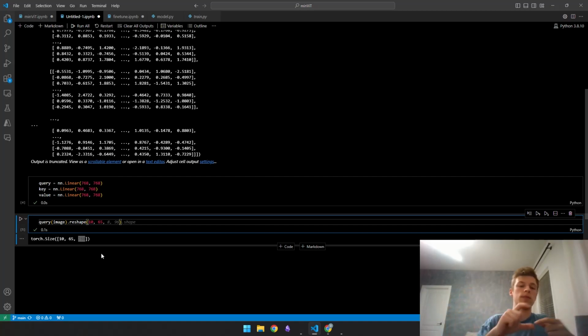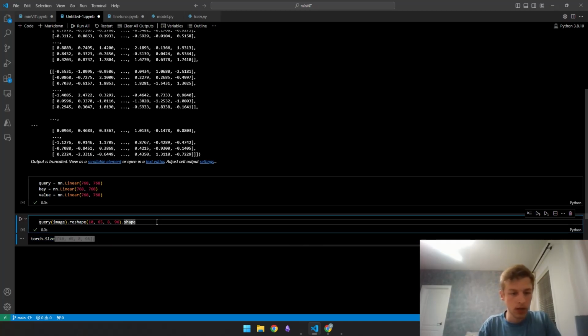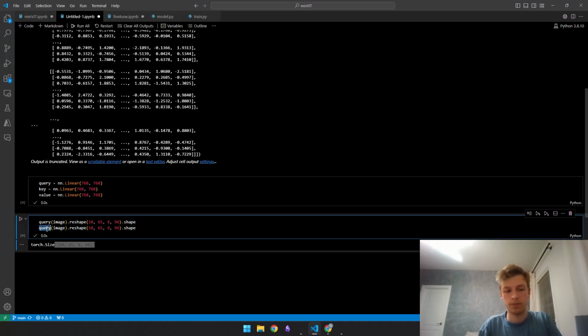But what we want to do is split the last dimension, 768, into number of heads by the head dimension. And we can see Copilot is suggesting that we use 8 heads and 96 is the head dimension. And the shape of that, we know, of course, is the following. So we can do the same with the key projection. But we're not quite there yet.